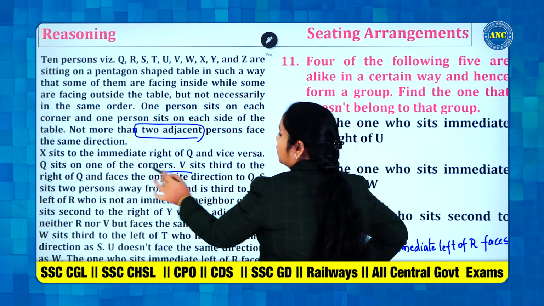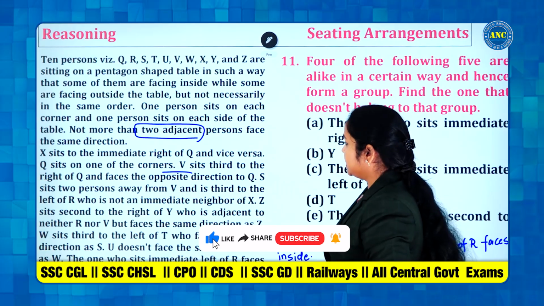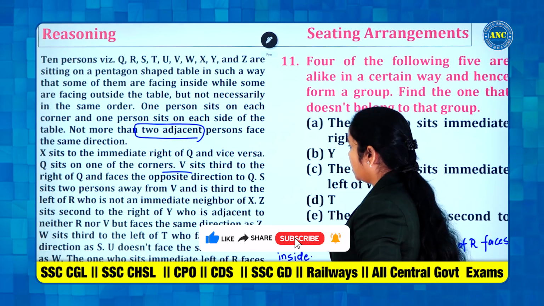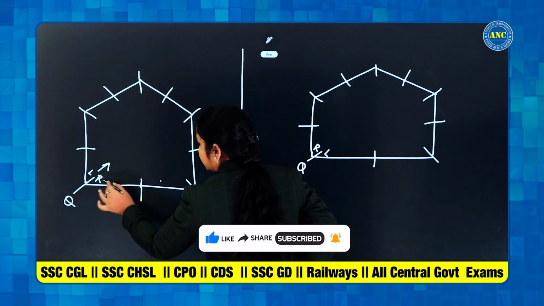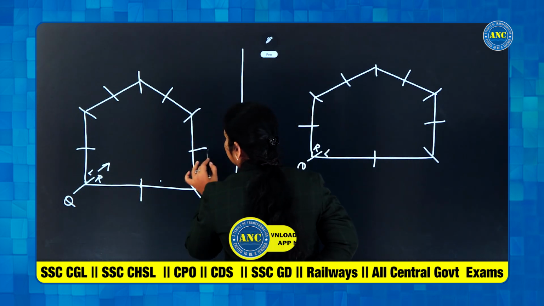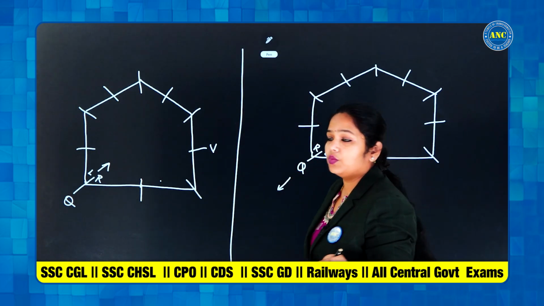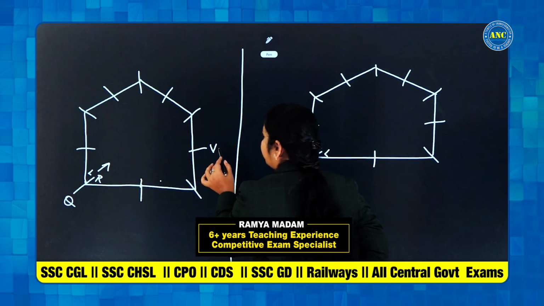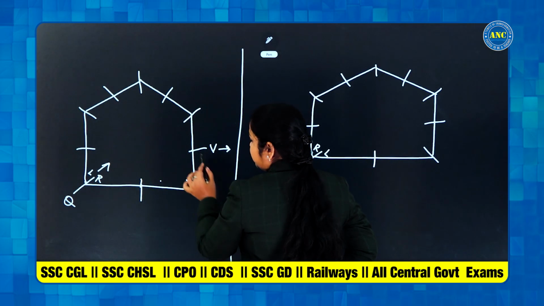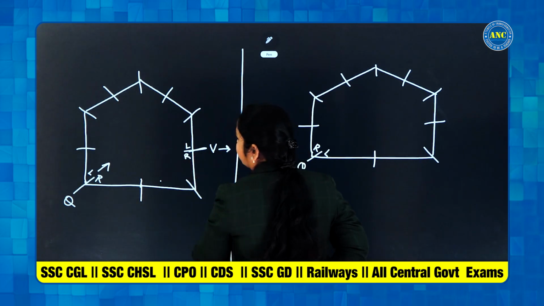V sits third to right of Q and faces opposite direction to Q. V is sitting third to right of Q. This is Q. Third means first, second, third. V will come here and it faces opposite direction of Q. So, in this case, Q is facing inwards, so V will face away from the center. When V is facing away from the center, this is right of V, this is left of V.